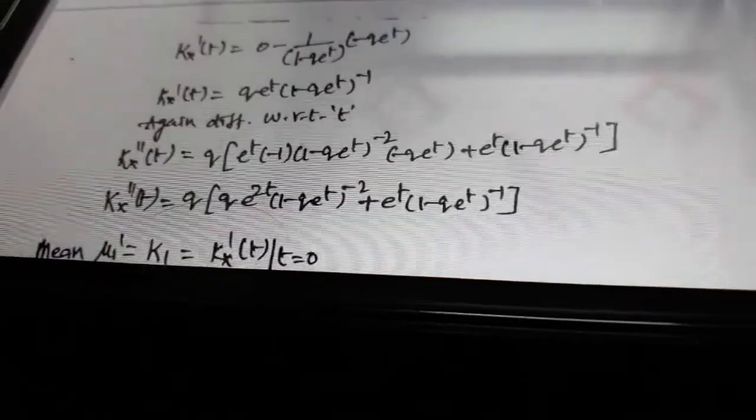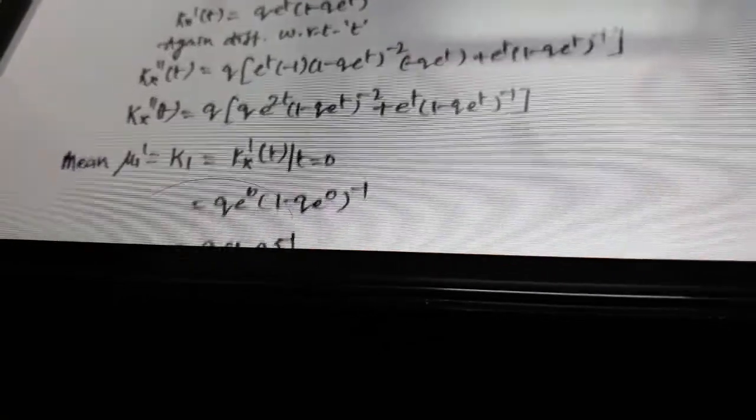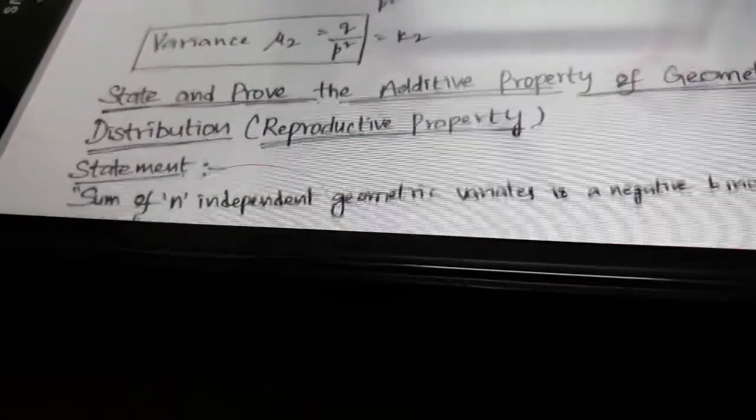How to get k1, k2, k3, k4? By differentiation only. One time differentiation gives kx dash of t. There you substitute t equal to 0, and it gives the mean as well as the first cumulant. After that consider kx double dash of t and simplify it, it gives mu 2 directly. So k2 equals kx double dash of t at t equal to 0, which is q by p square.